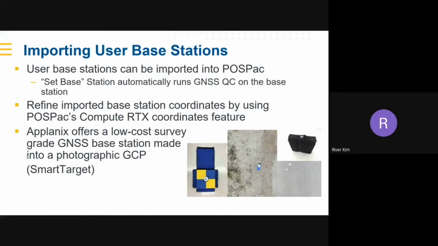Now, if you're unsure about the coordinates of your base station, you can use the Compute RTX coordinate feature within POSPac. And what that will do is it will use the Trimble Centerpoint RTX technology and refine the coordinates for your imported base station. And also Brad mentioned that we do offer the Smart Target base station at Applanix, and it's a low-cost survey-grade GNSS base station, which you can also use as a photographic GCP.